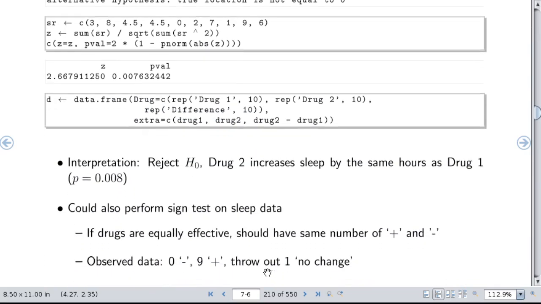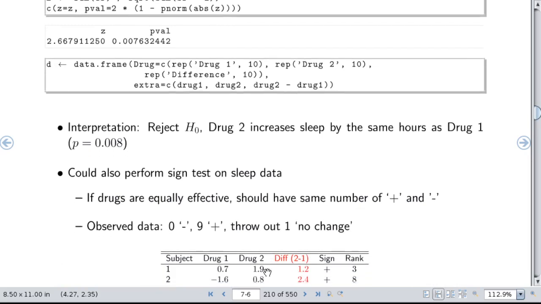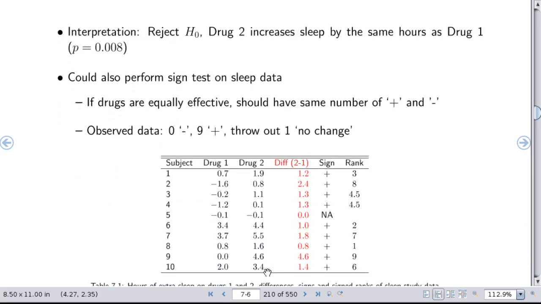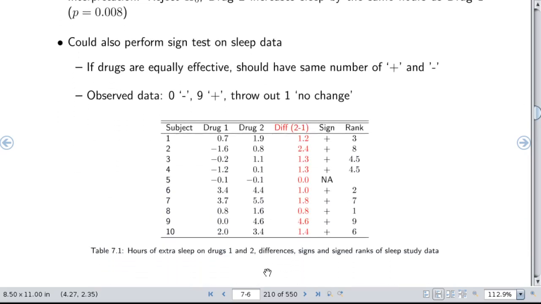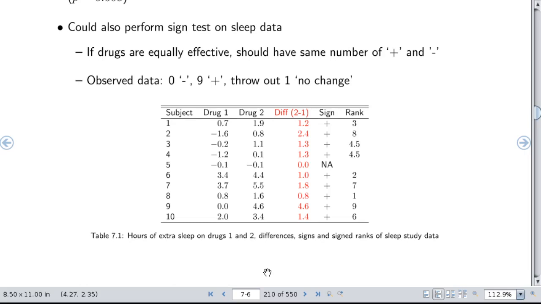So the interpretation is that drug 2 increases sleep. The interpretation is that we might reject the null hypothesis that drug 2 increases sleep by the same hours as drug 1. We have a p-value of 0.008. Now we could perform a simple sign test on the data, and if the drugs are equally effective, you would have the same number of positive values as negative values.